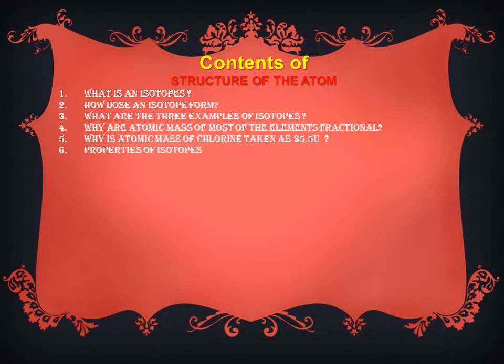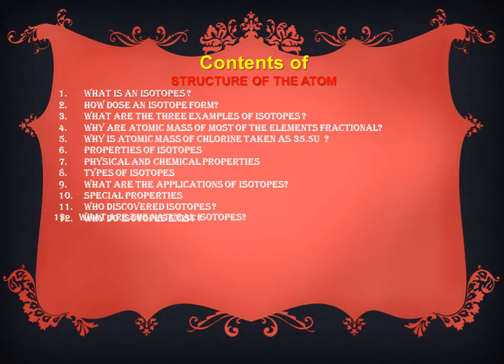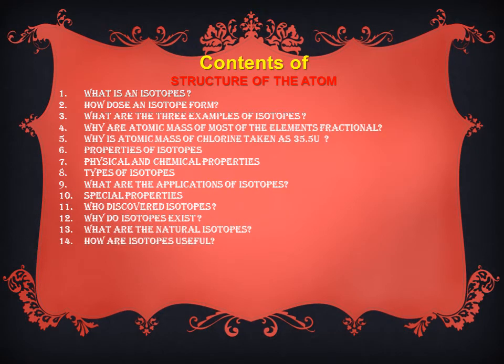Number 6, properties of isotopes. Number 7, physical and chemical properties. 8, types of isotopes. Number 9, what are the applications of isotopes? 10, special properties. 11, who discovered isotopes? 12, why do isotopes exist? 13, what are the natural isotopes? 14, how are isotopes useful?